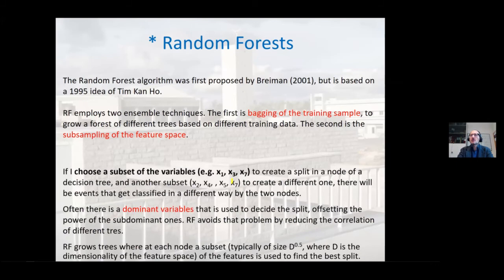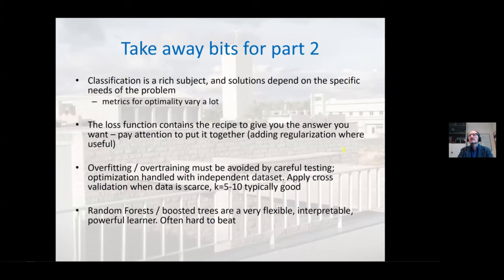So let's leave alone decision trees, and the takeaway is that classification is a rich subject, of course. The metrics of optimality vary a lot, so be very careful, because the one that you want in your particular application depends on you and what you want to do, okay? And in particular, the loss. The loss function is actually the engine of what you produce, okay? Careful testing is always a good idea, okay? And you can do this with cross-validation.